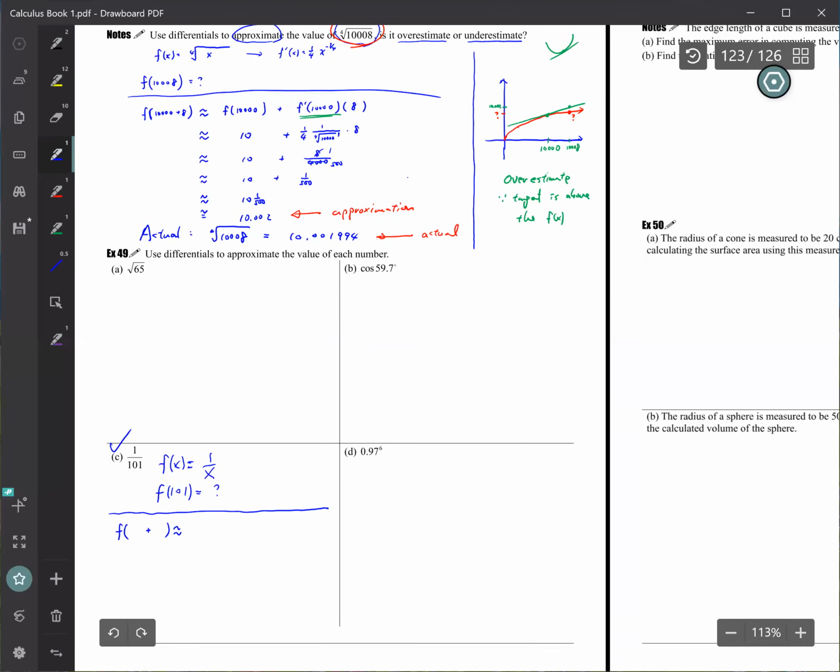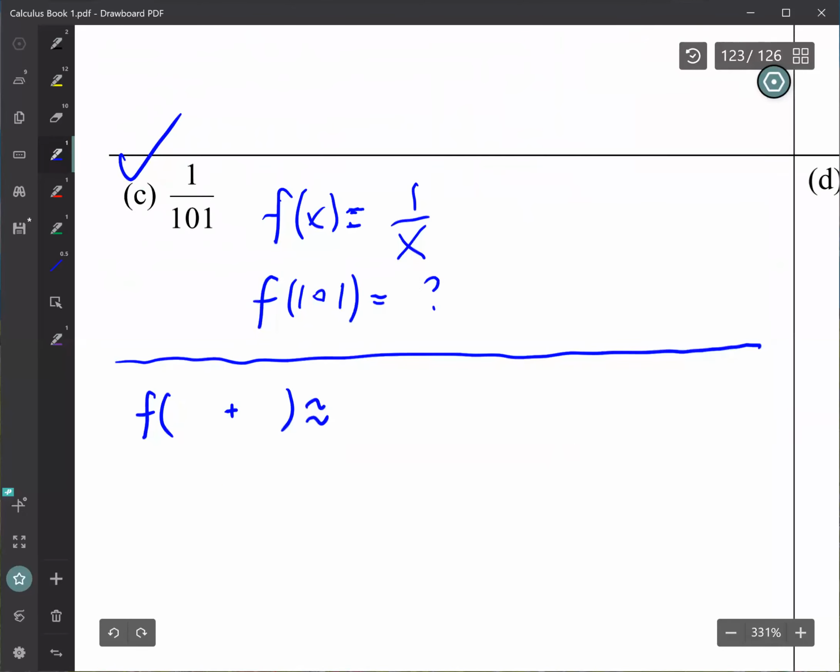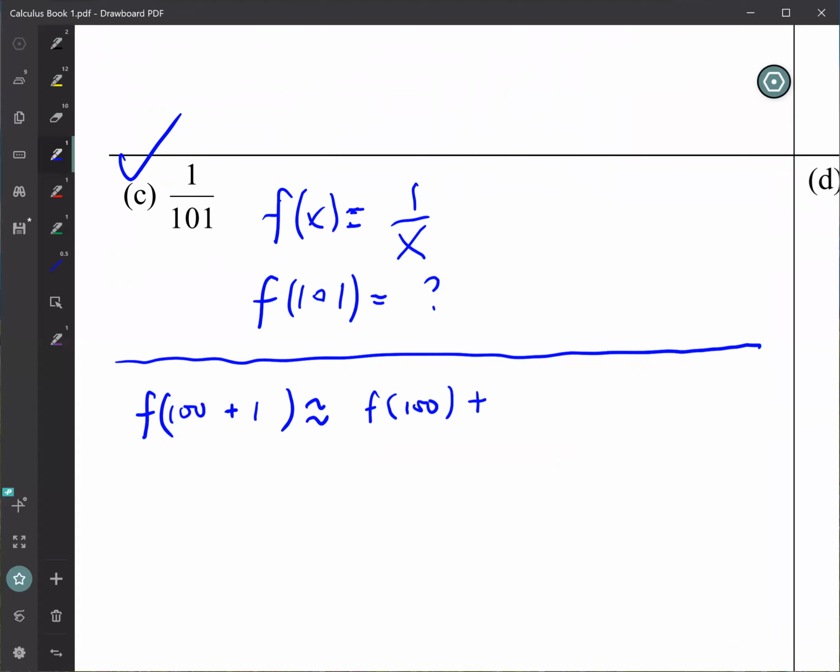Okay, so for this one, how do we split up the numbers? Joan? I did 100 plus 1. Okay, plus 1. So we just plug it in, f of 100. And then Leon, how do you carry on? Plus what? After this, what do we need to add? f prime 100 times 1. Yeah, times it by 1.